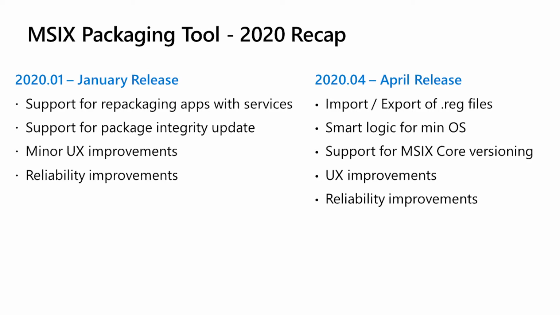So let's transition to how I'm getting to MSIX, and let's recap the MSIX packaging tool. Lots has gone on in the 2020 year. First off, in January, we added support for repackaging those apps with services. I talked about that earlier. We had a demand for apps with services needed to be packaged in MSIX, so we added that to the January release. Same thing with that package integrity. There's a setting now that you can go into your settings and say, I want to start taking advantage of this. Then we pre-populate the manifest, and you don't even have to think about it. Just check the checkbox and your apps are going to take advantage.